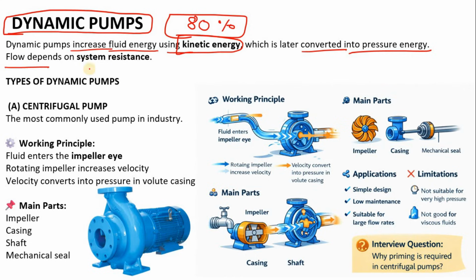Now the flow depends on the system resistance. System resistance means the resistance at the outlet of your centrifugal pump or the discharge of your dynamic pumps, right?